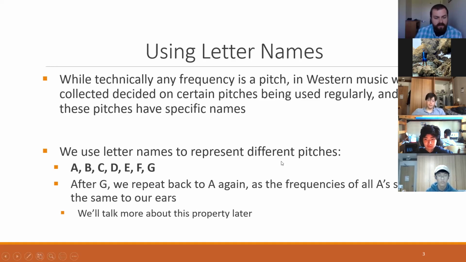So if you don't know exactly what I mean, we'll be talking about this a lot this week. This will make a lot more sense as we proceed. But that's why we limit to these letters, because once we get past G, there's nothing else we need. We can just go straight to A again.